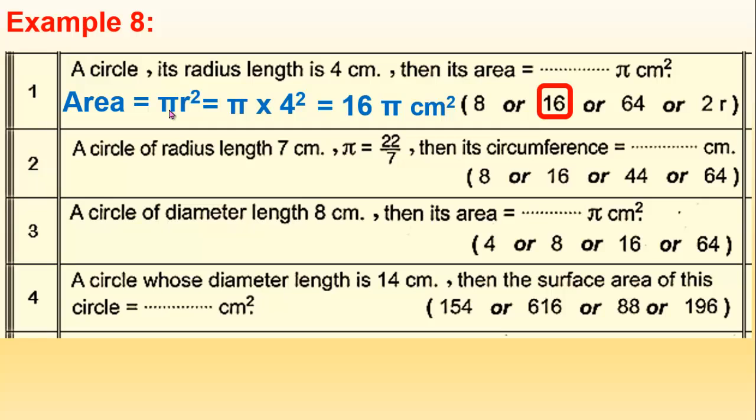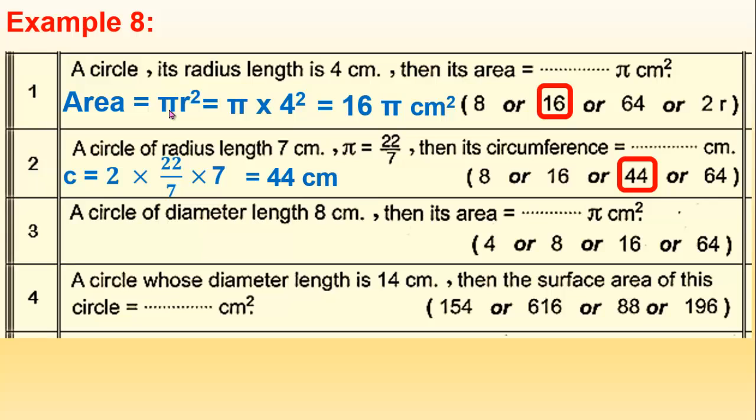A circle of radius equal to 7 centimeters and pi is equal to 22 over 7. Then its circumference is equal to blank. Here he asked about the circumference. And the rule of the circumference given the radius is 2 times pi times r. So 2 times 22 over 7 times 7, which is equal to 44 centimeters. Let's go now to question number 3.